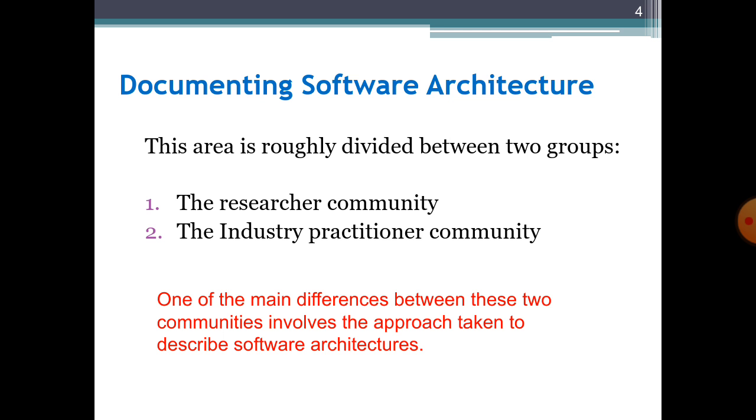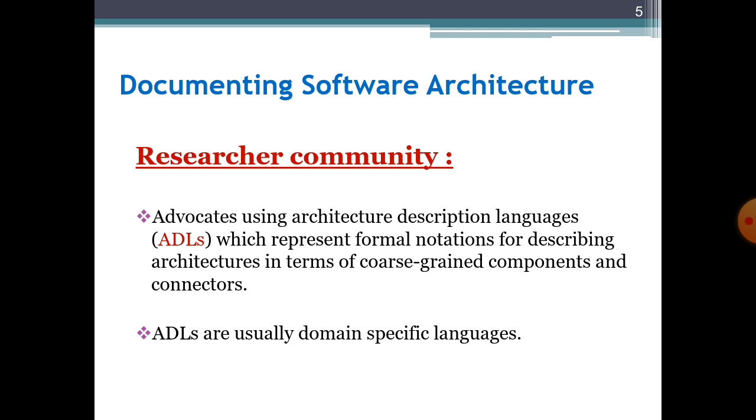So one of the main differences between these two communities, the researcher community and the real world industry practitioners, is the approach taken to describe software architecture. In the researcher community, researchers are more prone towards the architecture description language. The architecture description language is another type of language which is utilized to document software architecture. It represents more formal notations for describing architecture in terms of different coarse grained components and connectors. And these ADLs, architecture description languages, are usually domain specific languages.